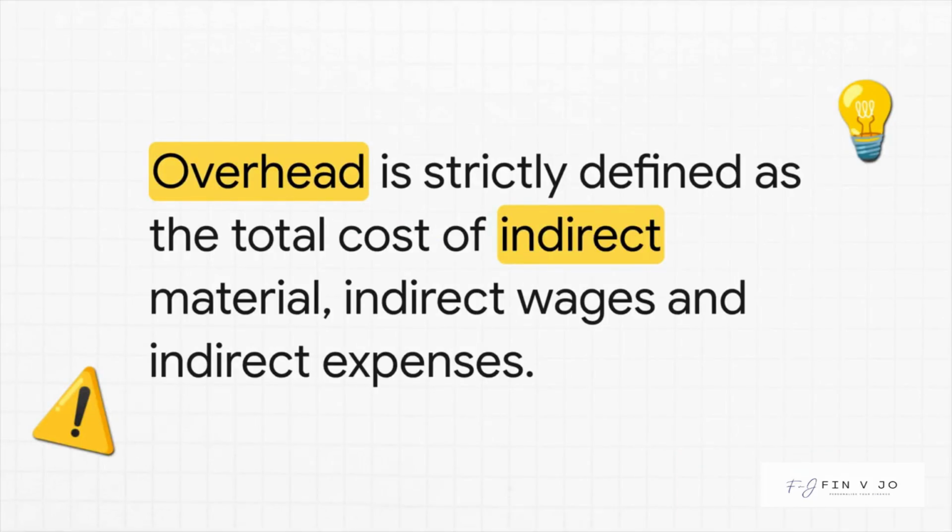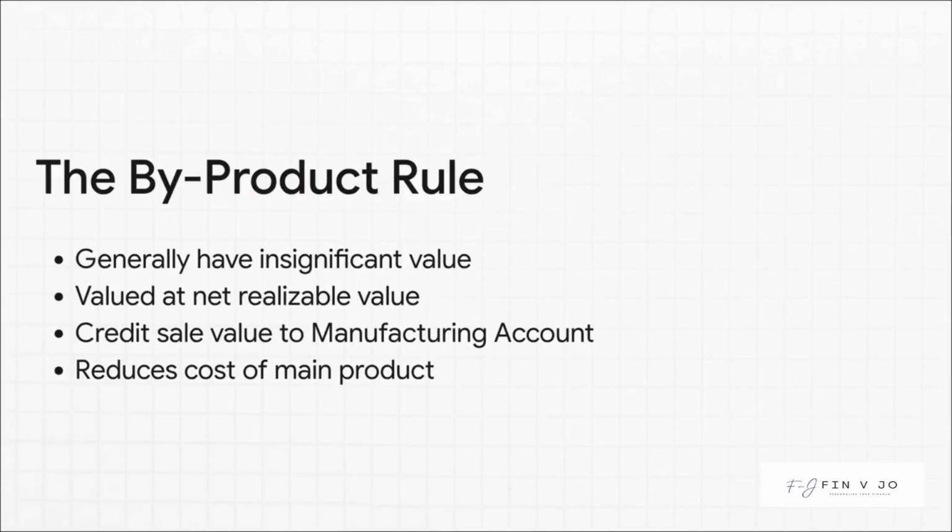Another massive pitfall is mixing up direct and indirect costs. Examiners will sometimes list a whole bunch of items and ask you to identify the overhead. Remember this rule of thumb. The moment you see the word overhead, you must exclusively think indirect. Direct materials and direct wages are part of your prime cost, not your overhead. Don't fall for it.